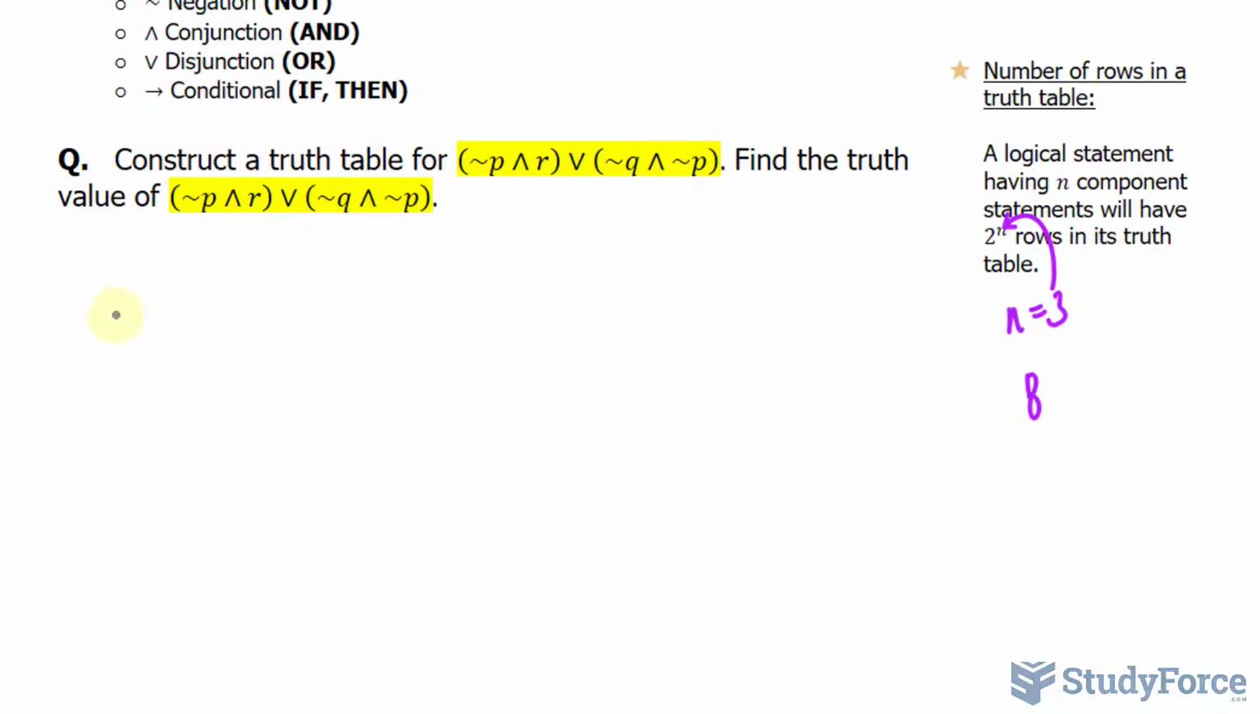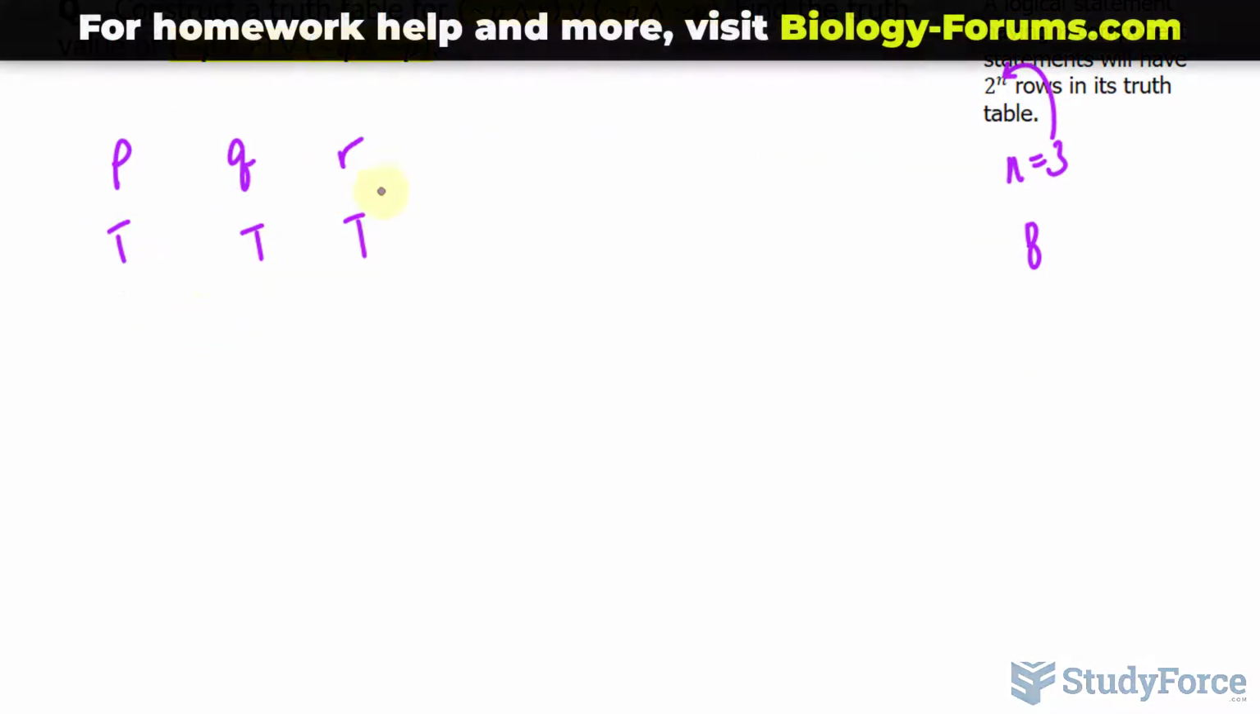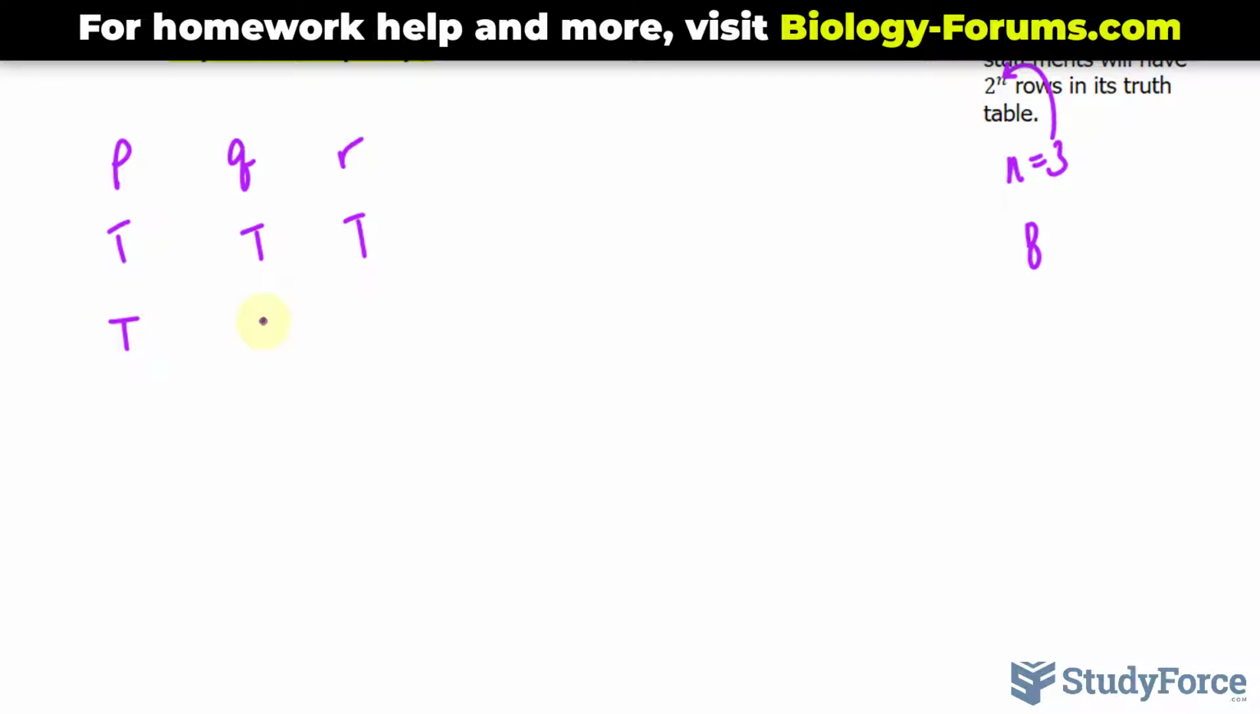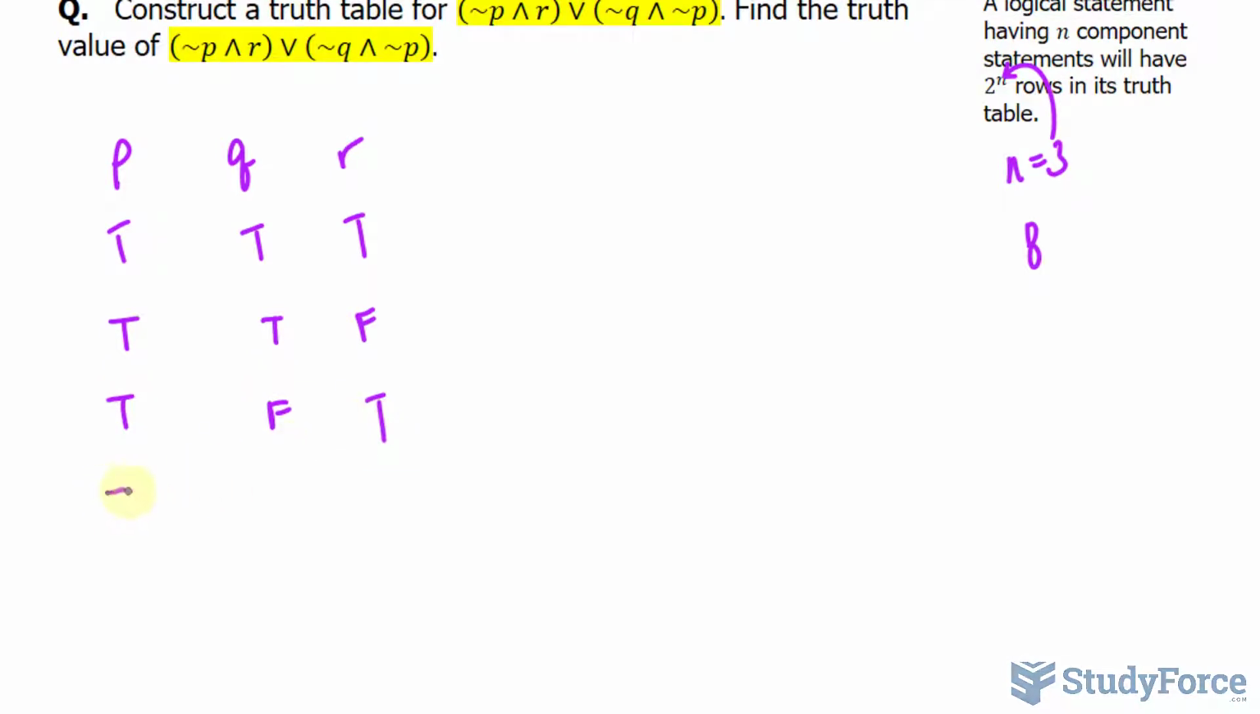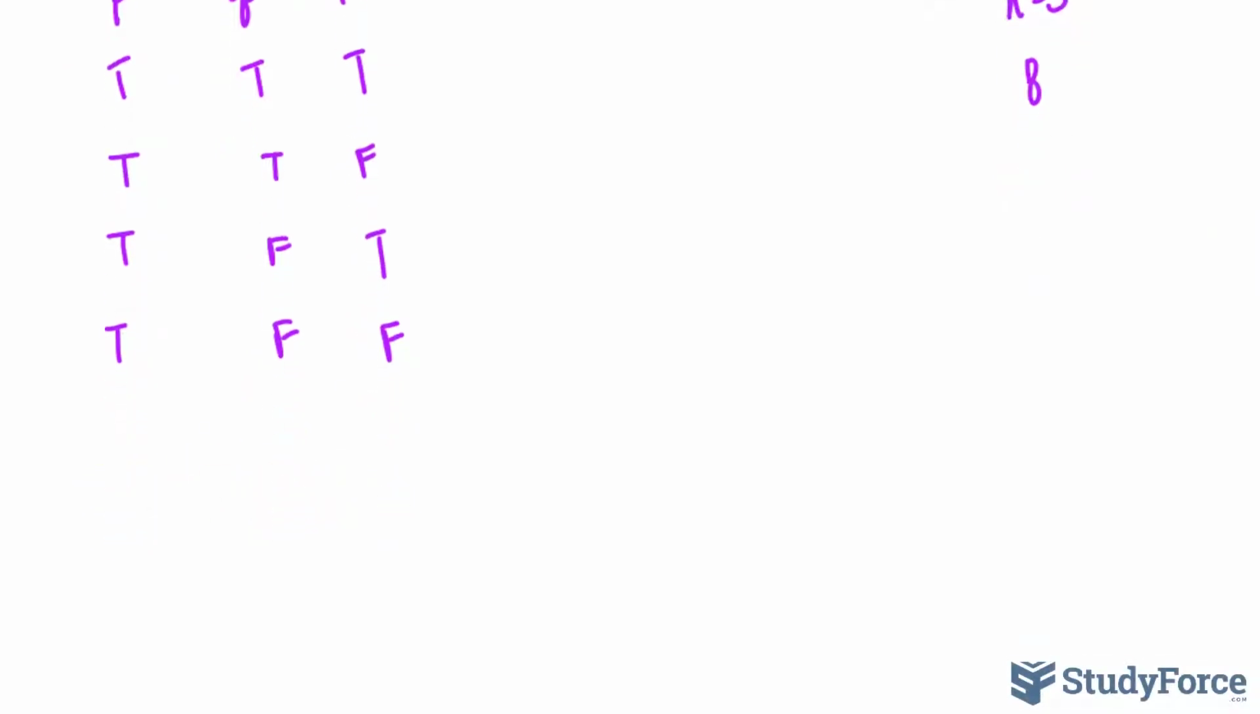Let's start by writing out P, Q, and R as dedicated columns. And one of the combinations is if all of these are true. A second combination is if these two columns are true and this is false. So true, true, false. We can also have true, false, true, and true, false, false. So those are 4 of the 8 rows. The other rows can look like this.